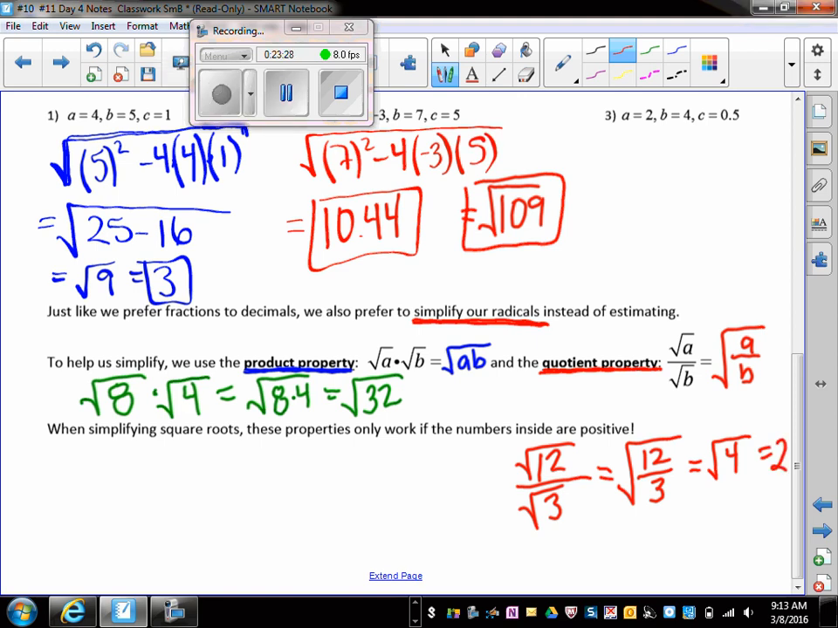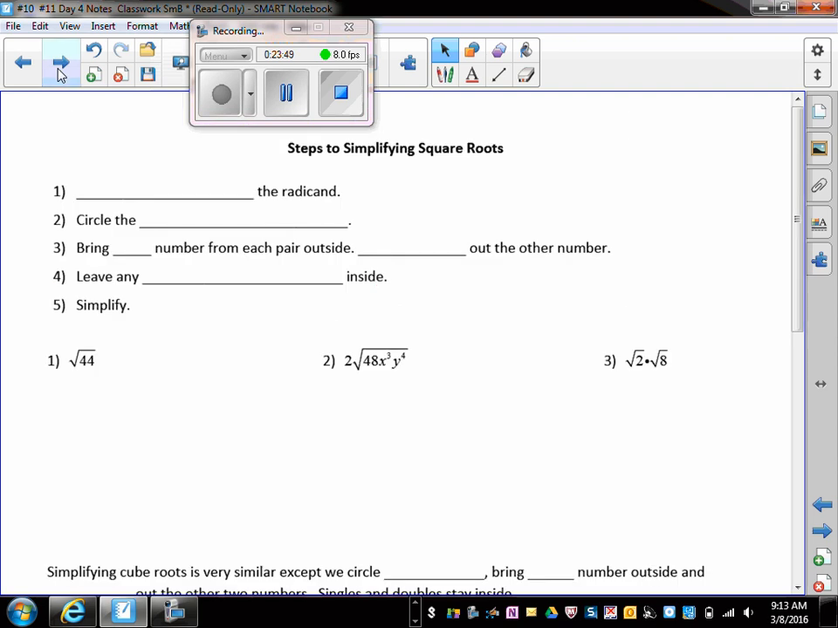So again, when we are multiplying, as long as my indexes are the same, I multiply my radicands together. When I'm dividing, as long as my indexes are the same, I divide my radicands. Questions on those two properties? Okay. Let's move to the back side.